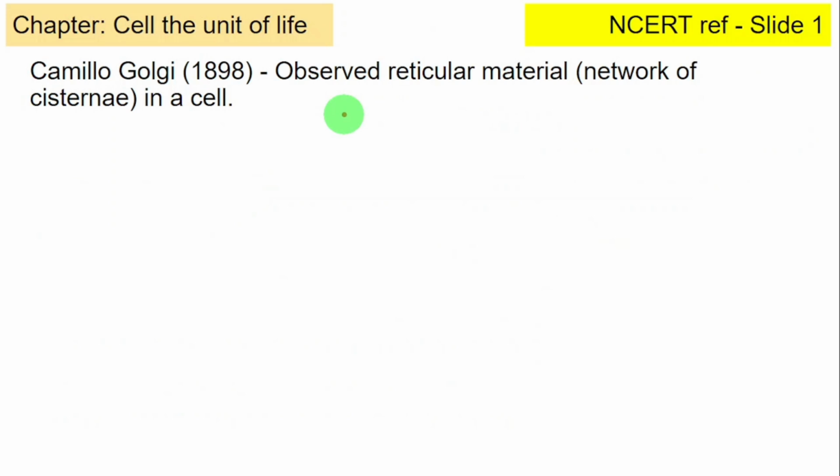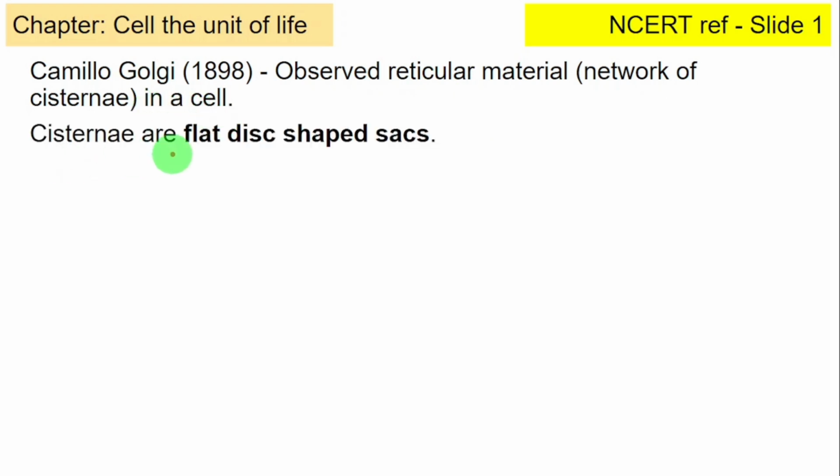So Golgi apparatus was first reported by an Italian physician, Camillo Golgi, in the year 1898. And he reported observing a reticular material. Reticular means a network of sacs, which are called cisternae, in the cell. So the cisternae are flat disc shaped sacs. They will look something like this. Then another sac. There's a network, so you will have several layers of these sacs.